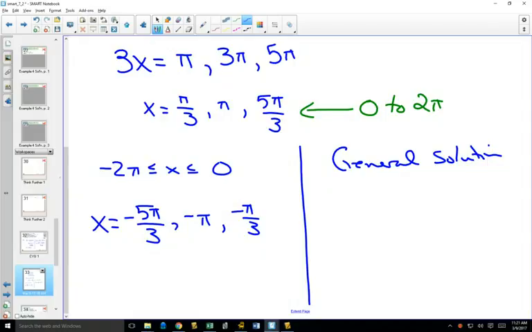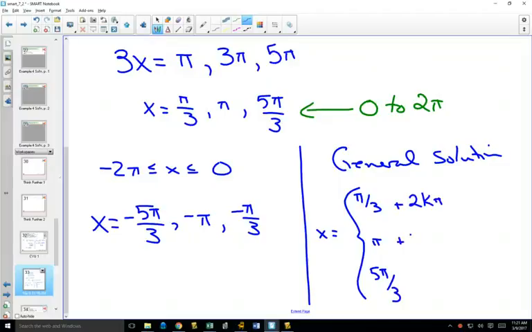If we wanted the general solution, again, the general solution says solve between 0 and 2 pi. We did that already. Then take each of your answers, write them out, pi over 3, pi, and 5 pi over 3, and add 2k pi to each of them.